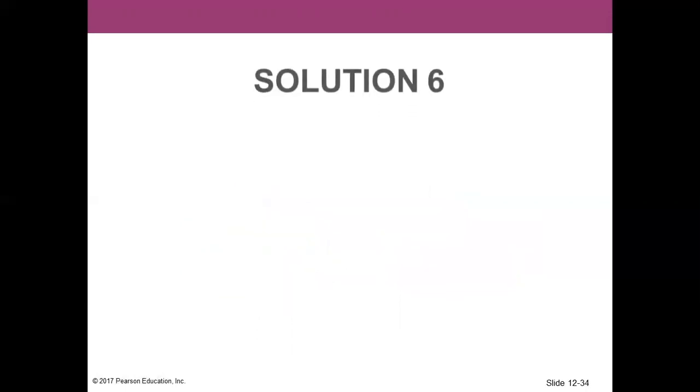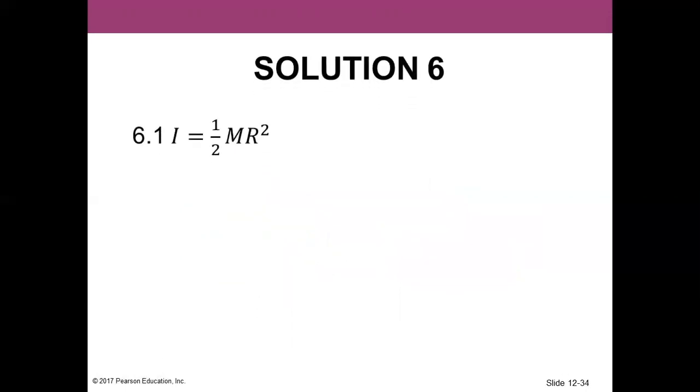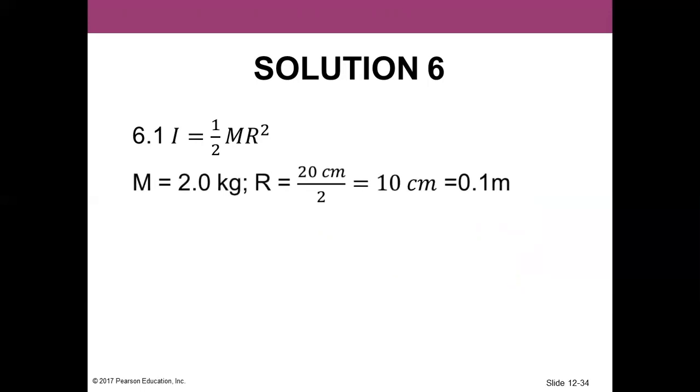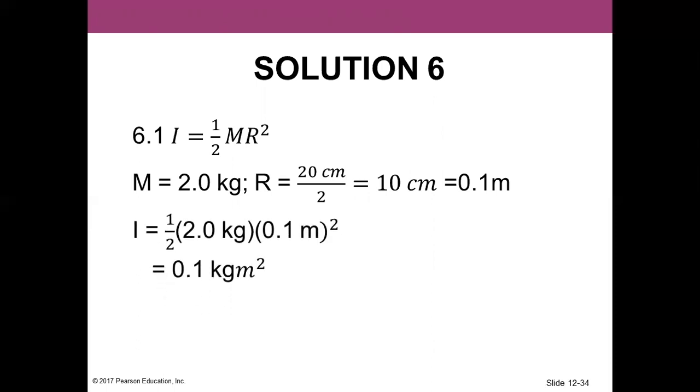Okay, let's consider the solution. 6.1, the formula for a disc is I equal to half mr squared. The mass is given as 2.0 kg. R is half of the diameter, and the diameter is 20 centimeters, so we divide by 2 and get a radius of 10 centimeters. Now we convert it into meters, dividing by 100 to get 0.1 meters, since 1 meter is equivalent to 100 centimeters. When we substitute into the formula, we get the answer.